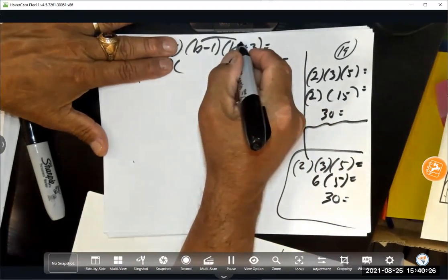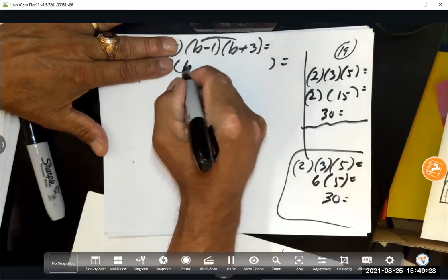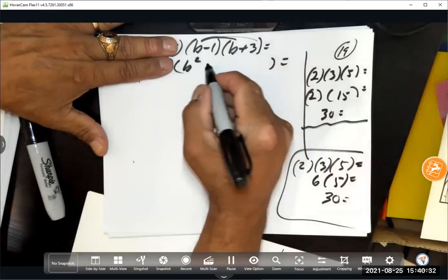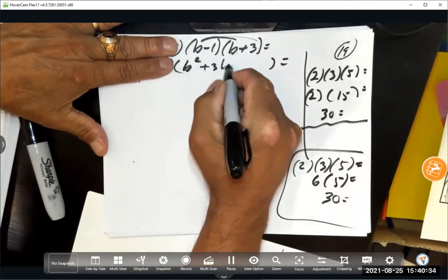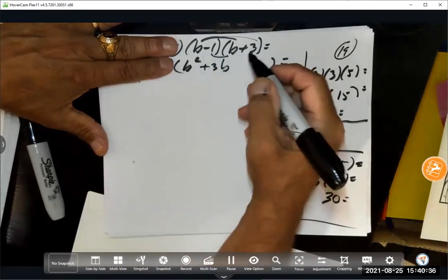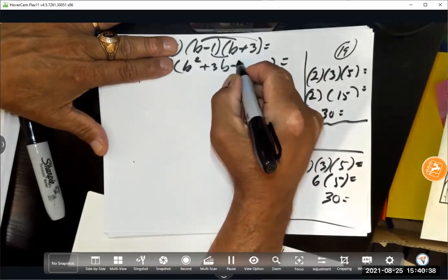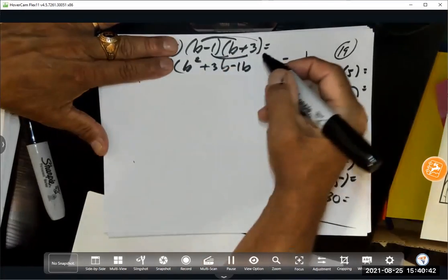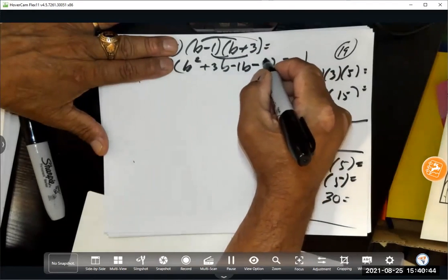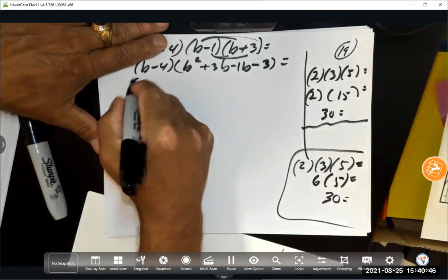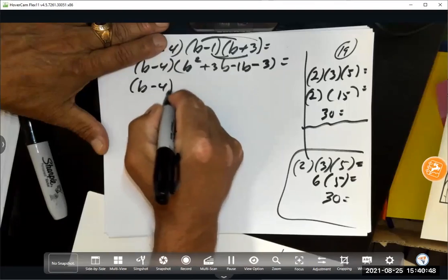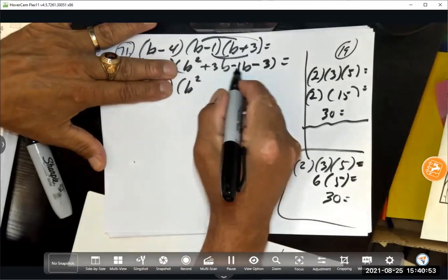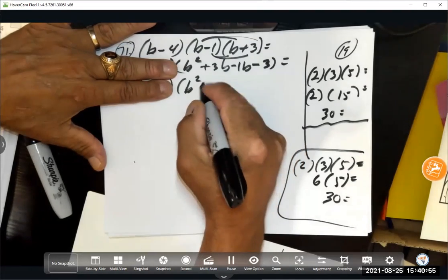B times B. B squared. B times 3. 3B. Negative 1 times B. Negative 1B. Negative B. And then negative 1 times 3. Negative 3. B minus 4. And this is going to be B squared. What's 3B minus 1B? 2B.